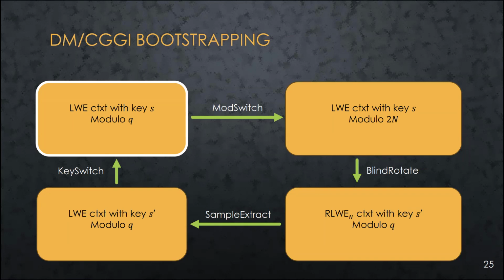Then we have a sample extract, which outputs an LWE ciphertext from the ring LWE ciphertext. This step is algorithmically trivial. We just throw to the trash most of the ring LWE data and keep a single LWE ciphertext. And finally, it finishes with a key switch, which allows you to go back from key S prime to key S. Okay, and I also don't need to explain really how this step works.